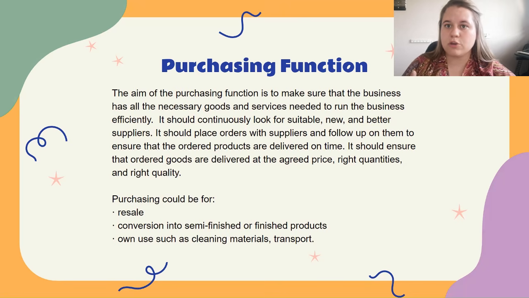So when we're looking at the purchasing function, we mainly need to look at the stock that's being received and what we are purchasing in order to resell. So purchasing could be for resale, conversion into semi-finished or finished products, or our own use, such as cleaning materials and transport. When we're looking at the conversion to semi and finished products, we're looking at a company that maybe makes dresses. So the products that are going to be purchased and delivered to us are the material to make the dresses and make the clothing.